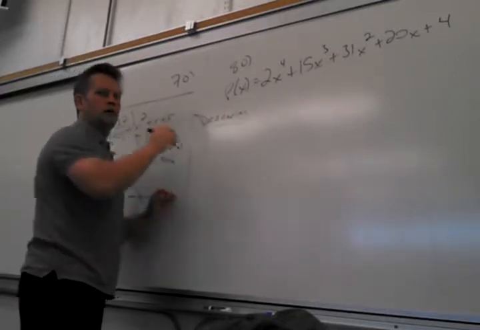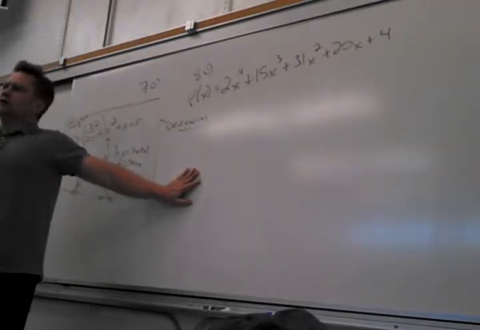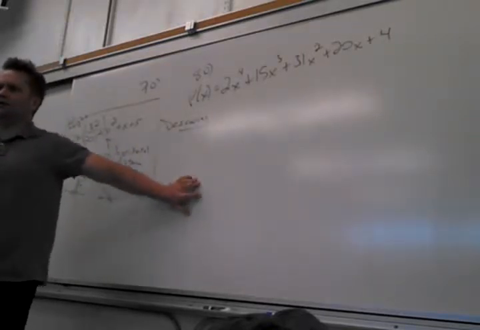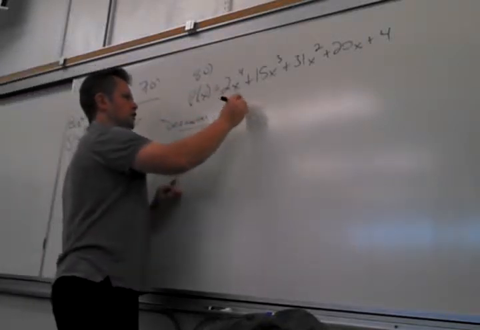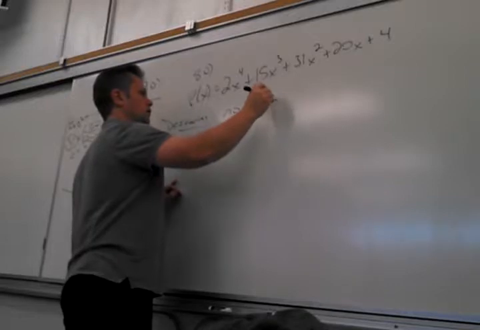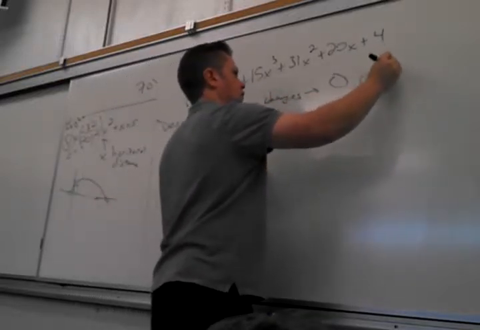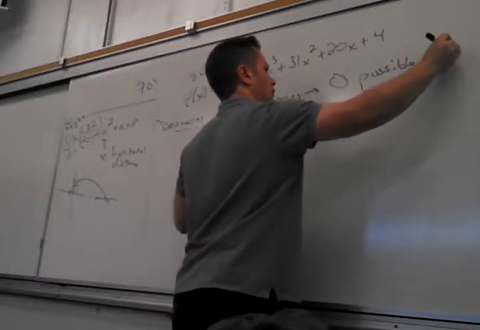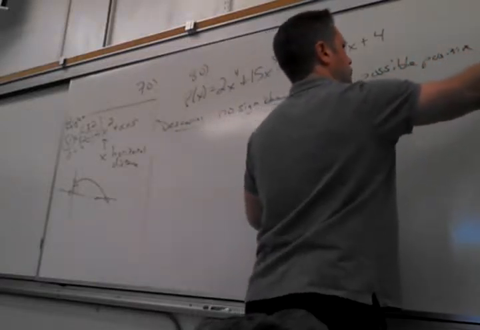They're all the same right now. He would say, I am dead, leave me alone. There's no sign changes in P of x. There's no positive roots. Yeah, there's 0 possible positive rational roots.